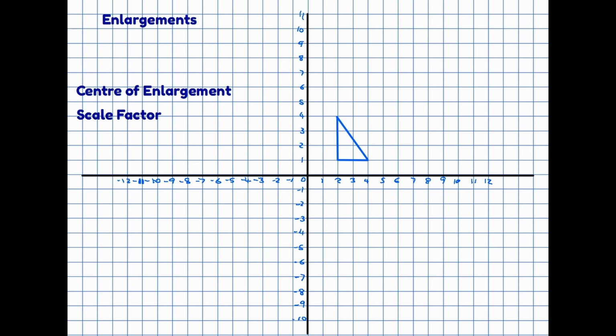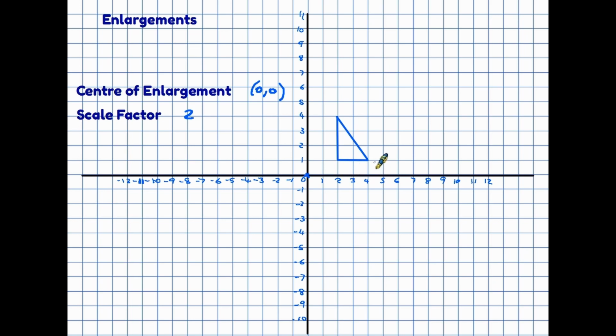Now for this example, what I'm going to do is make the center of enlargement the origin. So it's going to be at 0, 0. So let's put a little cross here. The scale factor is going to be 2. That means each side is going to be twice as long. So the bottom side here is 2 squares. In the new triangle, it's going to be 4 squares, and so on around the triangle.